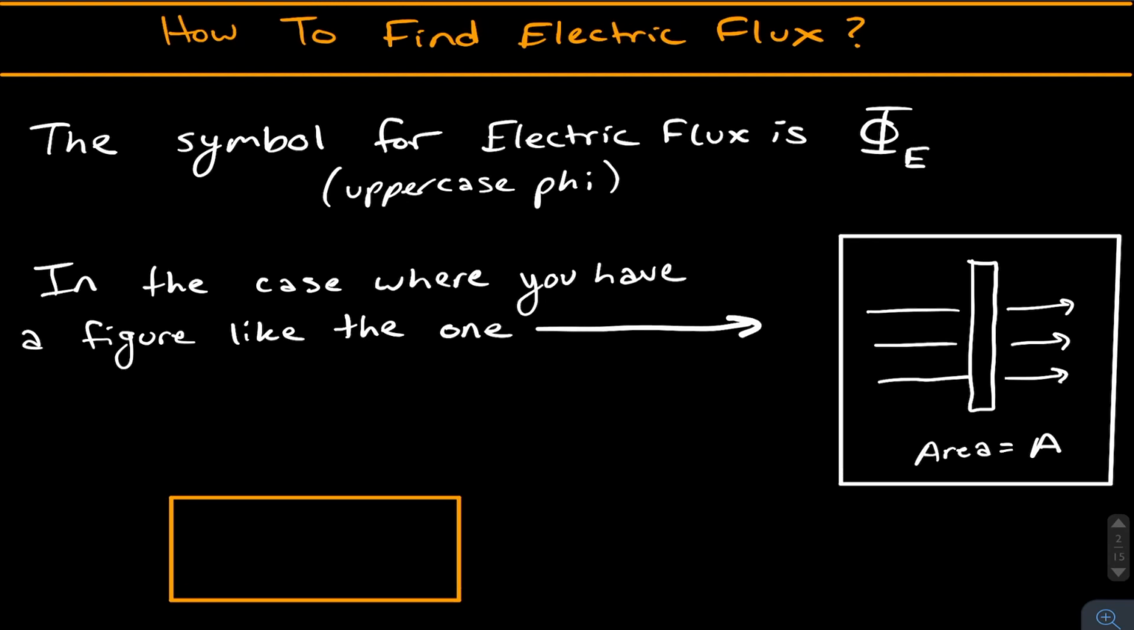Now we got to actually talk about how to find this. In the case where I just drew it above, you have a figure like this, where you have a straight up and down boundary, some kind of surface, and you have electric field lines running through it, and it's perpendicular. The electric flux is equal to just the electric field times the area. That's literally it. That's how you find the electric flux when the field lines are perpendicular to some surface. It's just E times A.